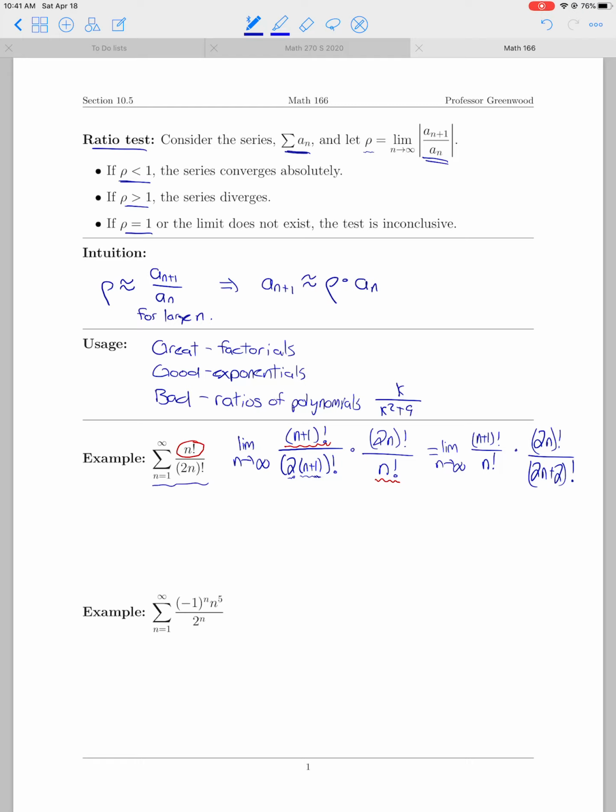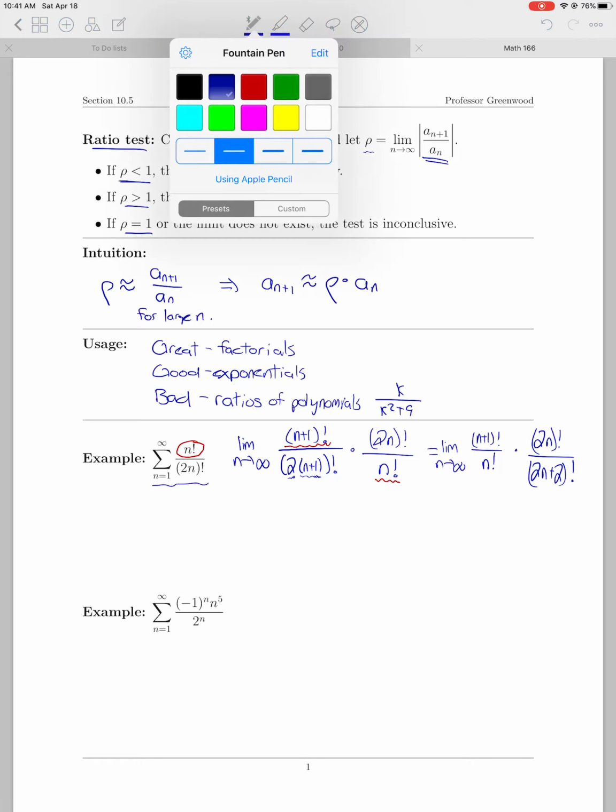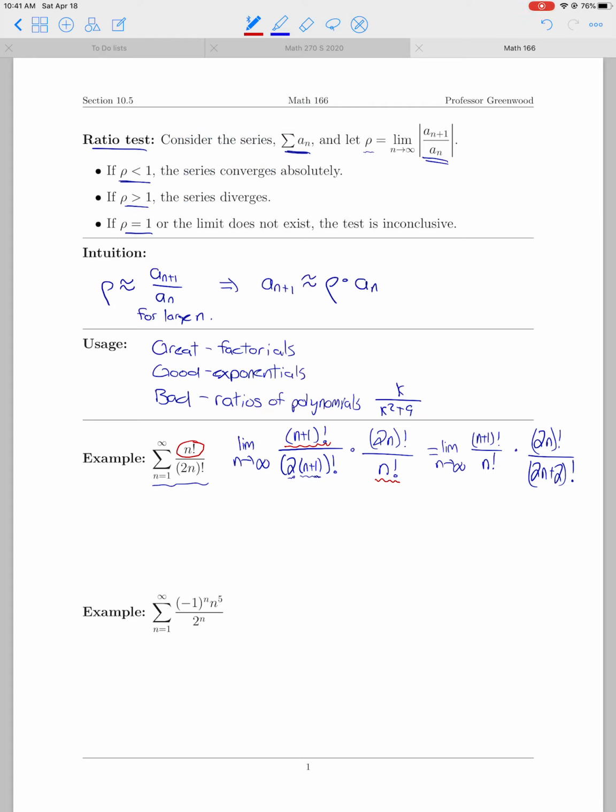Now I need to figure out a way to simplify these. The key idea for factorials is to remember that they're just the product of everything that goes below them. In other words, n plus 1 factorial is n plus 1 times n times n minus 1, all the way down to 3 times 2 times 1. So I can really rewrite this as n plus 1 times n factorial. I'm going to stop there because now the n factorial cancels with the n factorial in the denominator here. I can do the same thing for the (2n plus 2) factorial, where that's really 2n plus 2 times 2n plus 1 times (2n) factorial.